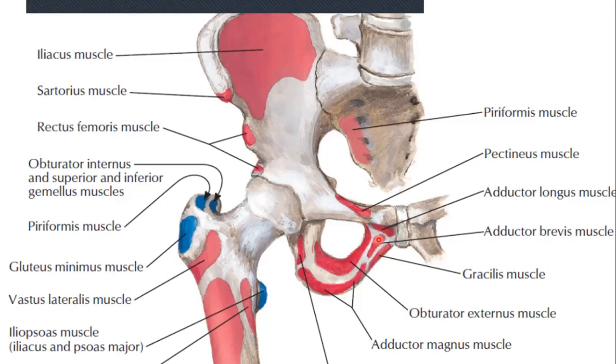Then we have adductor brevis here on the inferior ramus of the pubis. Then here you can see the adductor magnus. This is the adductor part from the ischiopubic ramus here. Okay, then let's look. These are mainly the origins.